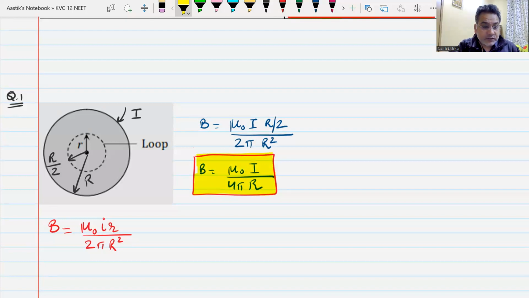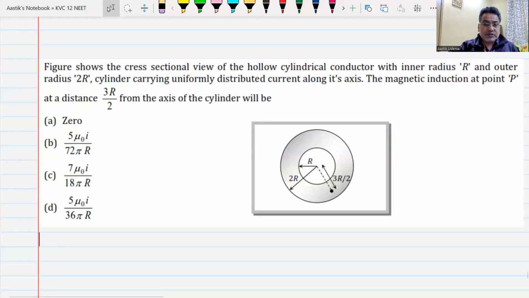I've got one more question for you. Do it fast so that I can move ahead. This is the next question that comes on your screen now. Figure shows the cross-sectional view of a thick cylinder. The inside radius is r, outside radius is 2r. You have to find the magnetic field at a distance 3r by 2. I'll give you 2 minutes to give me the answer for this one.